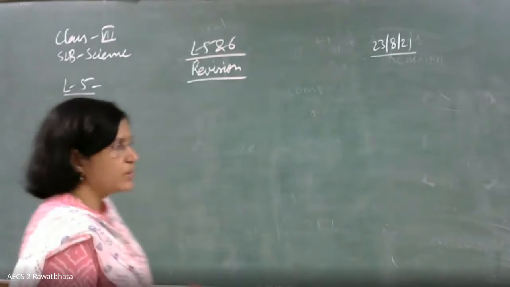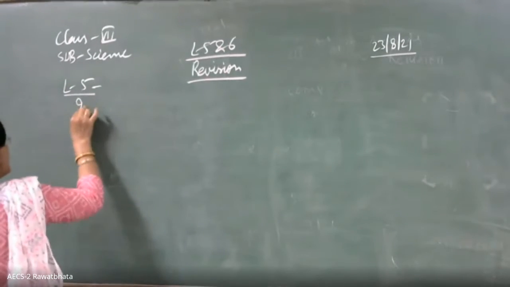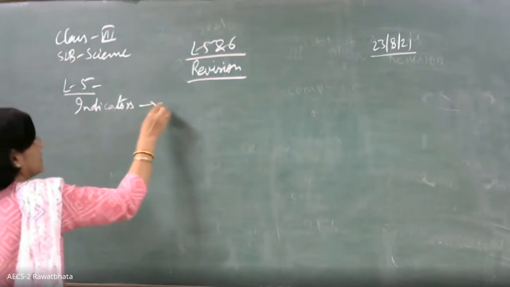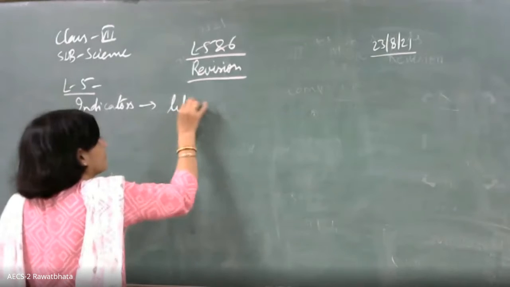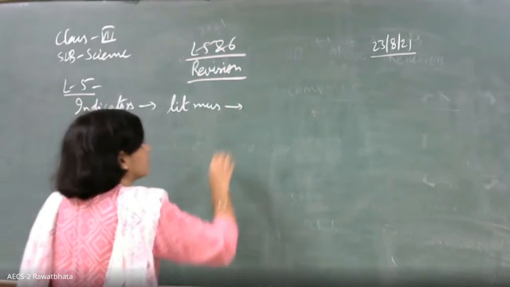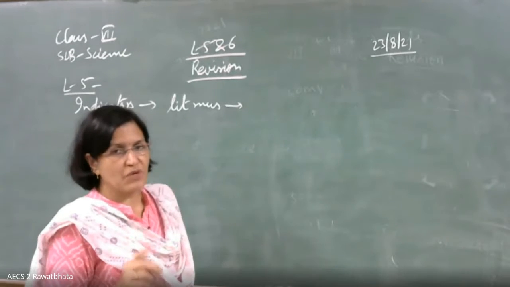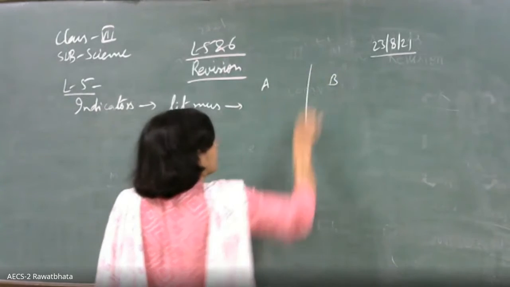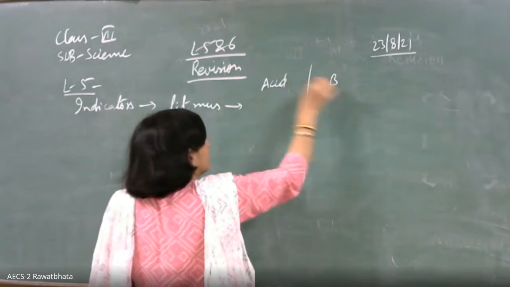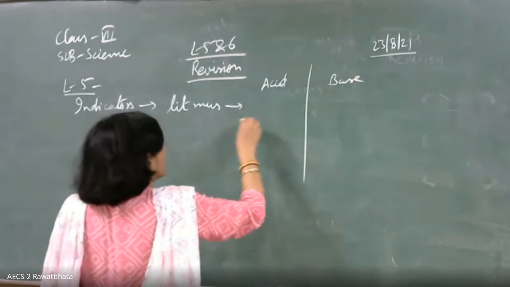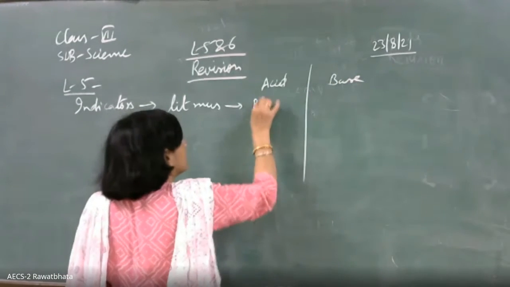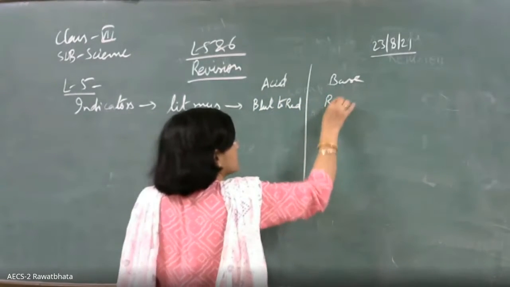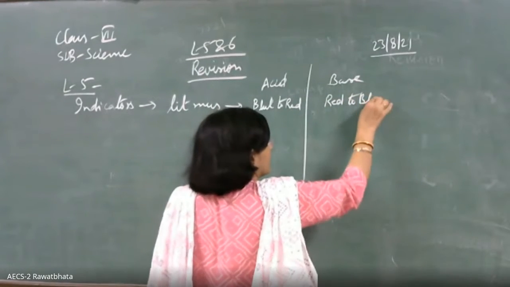They may be asking about the indicators. In indicators, we know very well about litmus. In case of litmus, keep in mind that the colors are different for acid and base. In case of acid, it turns blue to red, and in case of base, it turns red to blue.